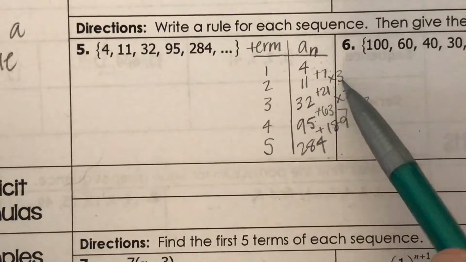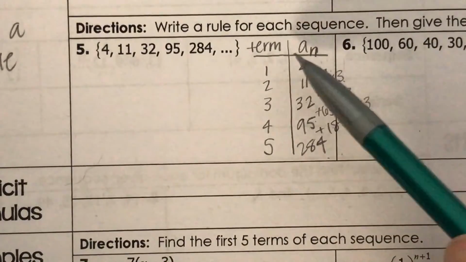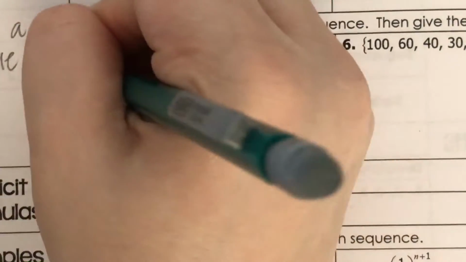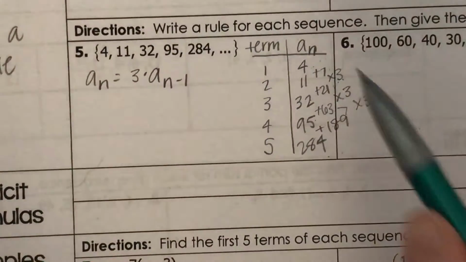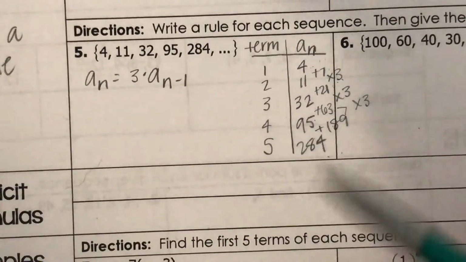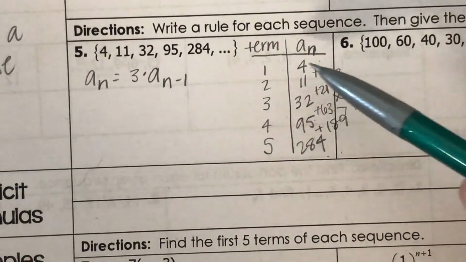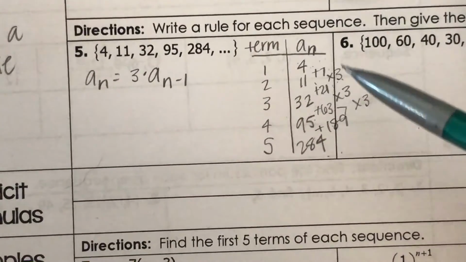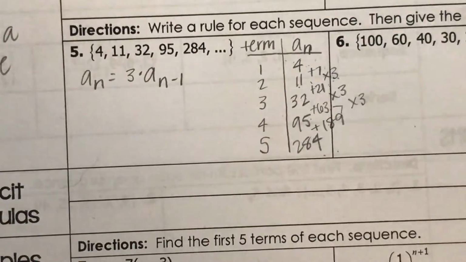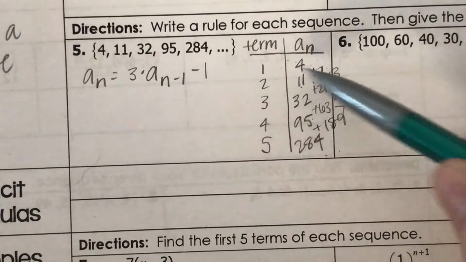Okay? So when we do this, we're going to multiply each term by 3. So we want a sub n, and I'll go through this in class just in case you're still like, huh? 3 times a sub n minus 1, because we're multiplying the term before it by 3. So we want to get from 4 to 11, okay? 3 times 4 is 12. How can I get from 12 to 11? I subtract 1, right?